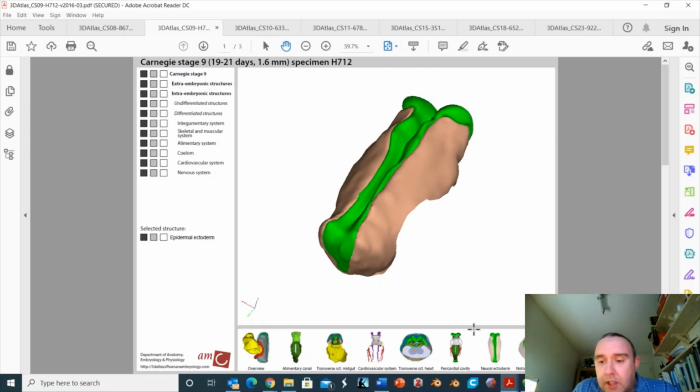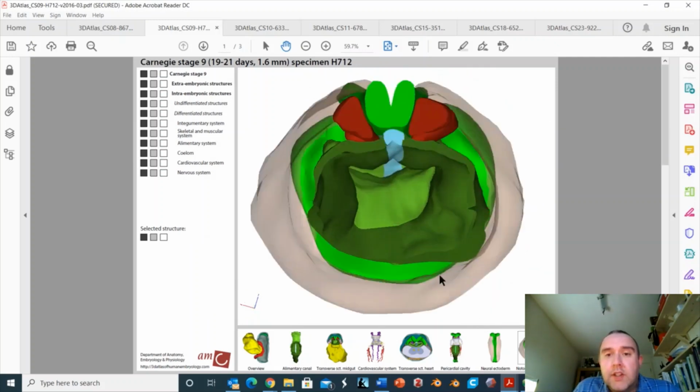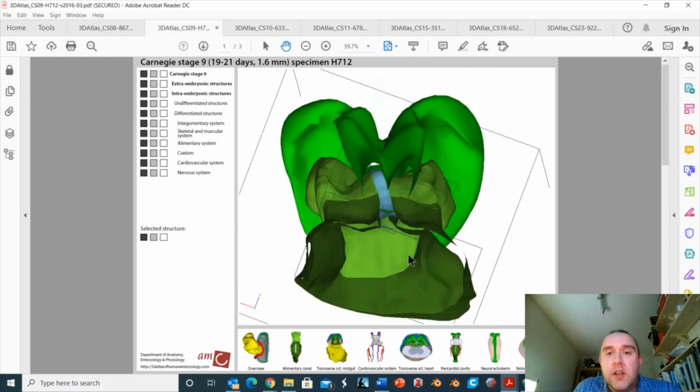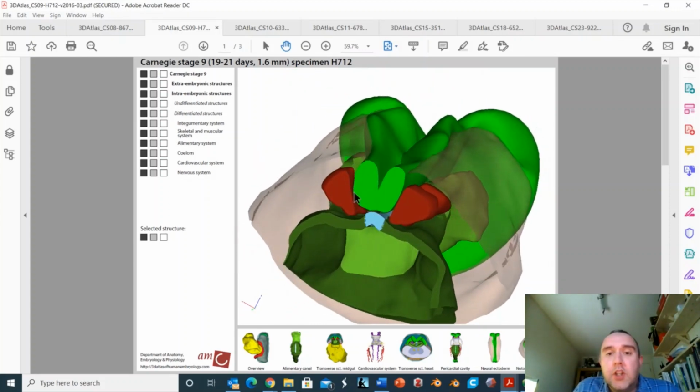We can get a better appreciation of that maybe if we look at a cross-section. So, for example, if we take a look at a cross-section here, we can get a bit of an appreciation for how the ectoderm is rising up. These are the neural folds. So where the ectoderm is folded to form these two ridges, we have the neural folds, and in between them we have the neural groove running longitudinally.